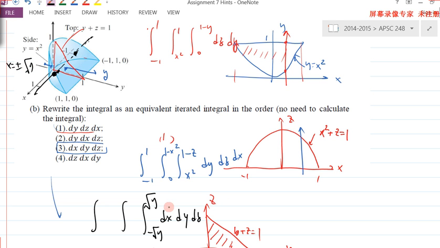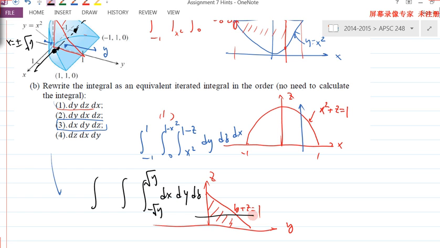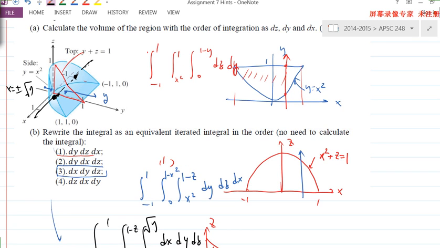Then for the y limits, you draw in the y direction: y goes from 0 to 1 minus z. Then sweep z from 0 to 1. So that's this one here. So the skill of finding the intersection, finding a proper projection into certain planes, is very important.